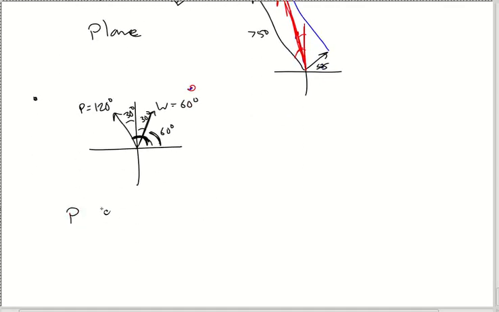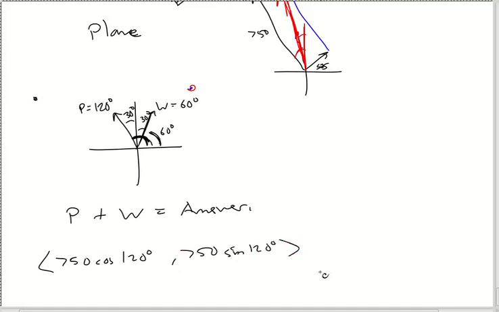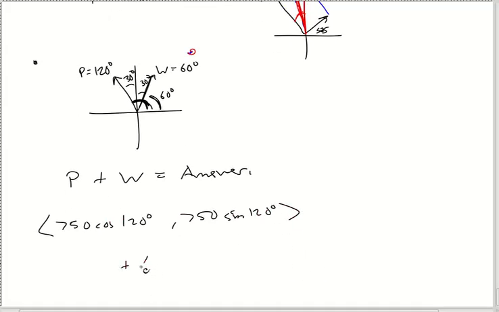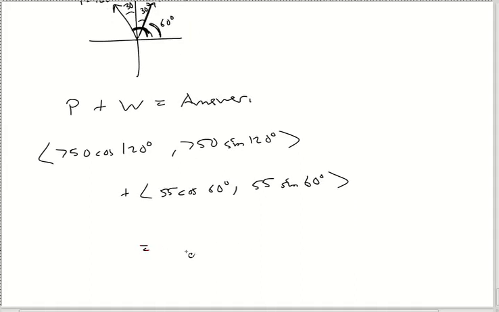What I'm going to say is plane plus wind equals answer. Okay, that's what I'm trying to go for. Plane plus wind equals answer. So I've got the 750 cosine of the 120, 750 sine of the 120, that's my plane, plus, and then the next guy I've got 55 cosine of the 60, 55 sine of the 60, and then equals my answer.